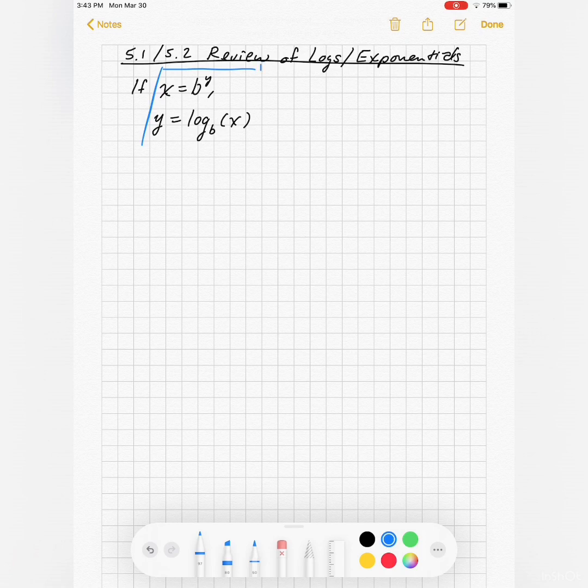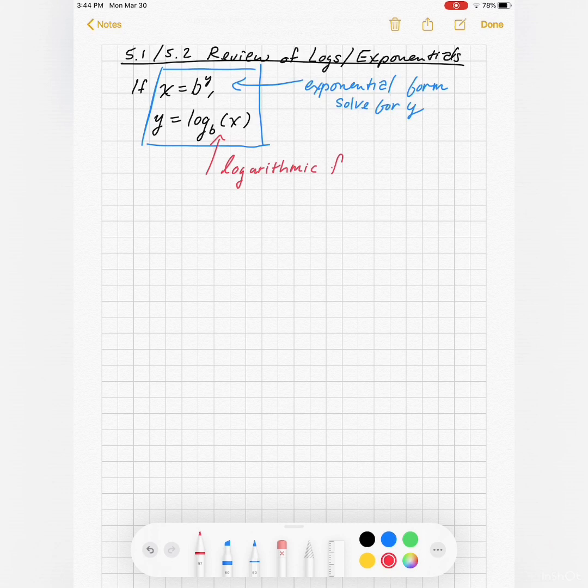So the reason that we needed this log function was because, say we started out with some equation written in exponential form. So what if we needed to solve that equation for y? To do that, that's where we had to define a new type of function, the logarithm function. So here we would read this: if x equals b to the y, then y equals the logarithm base b of x. So this is the corresponding logarithmic form.